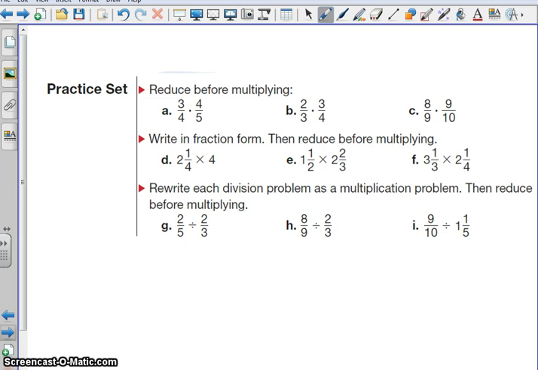Looking at the practice set, they're asking you to reduce before multiplying, which equals the short way. Looking at D, E, and F, remember you need to multiply and add, changing it from a mixed number to an improper fraction. Looking at these problems, you need to leave it, times it, flip it. Do these problems for practice.